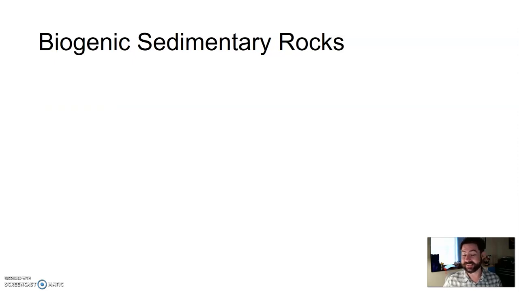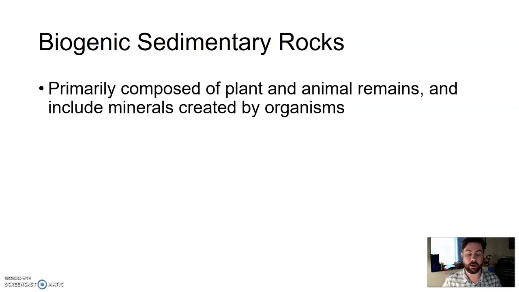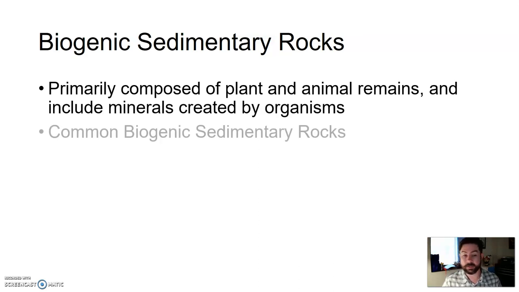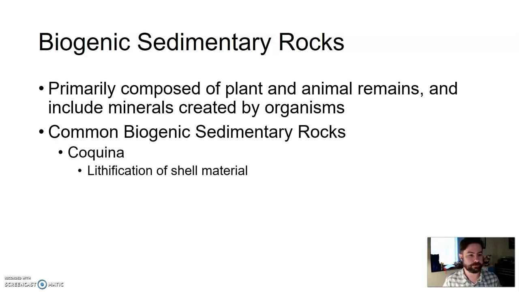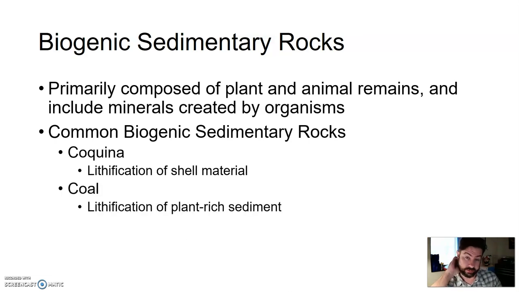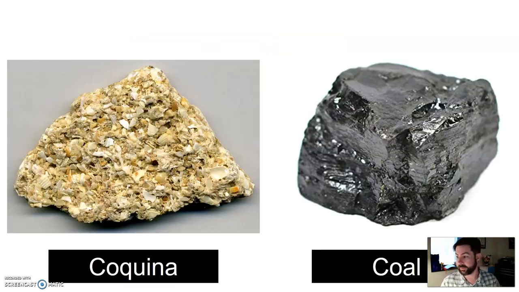Biogenic sedimentary rocks, just like biogenic sediment, are composed primarily of plant and animal remains, and include minerals created by organisms. Some common biogenic sedimentary rocks, and these are just a couple of examples: coquina, which is usually a lithification of seashell material. Coal is a sedimentary rock. It's the lithification of plant-rich, organic-rich sediment, remains of leaves, twigs, logs, wood, that kind of stuff.